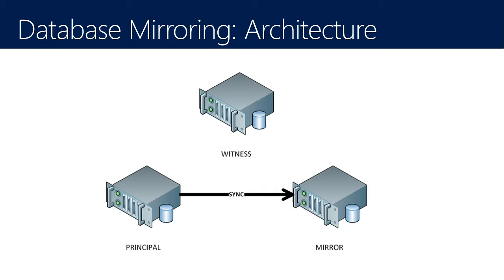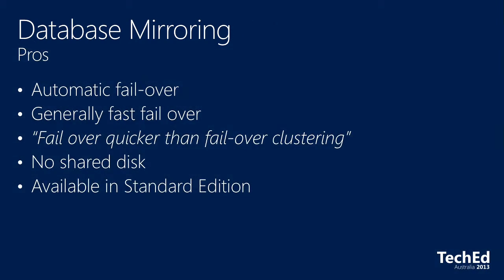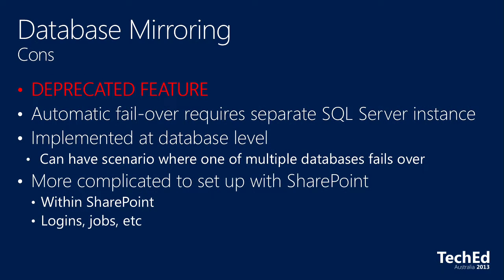Very similar in the sense that SQL Server is running on both of these machines, and you're synchronously or asynchronously shipping the transaction logs. If you look at the pros: automatic failover, generally fast failover, faster than failover clustering, very similar to what we saw with availability groups. Available in Standard Edition is probably the big difference. The downside of database mirroring is that officially it is deprecated, so Microsoft are going to drop it in a future release. That's not a good story for Standard Edition customers.